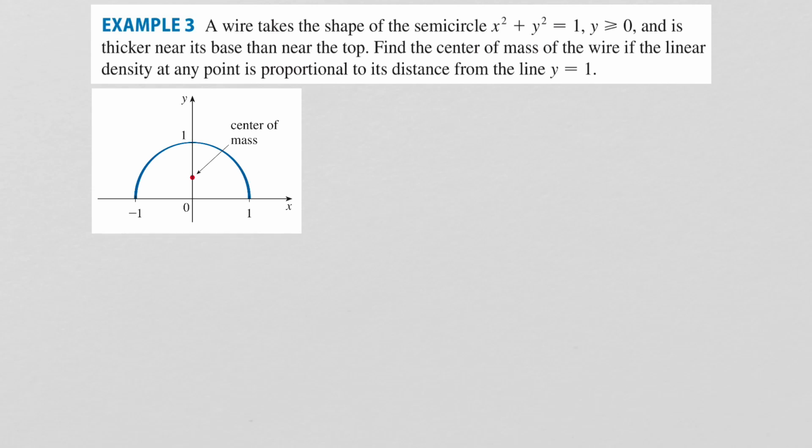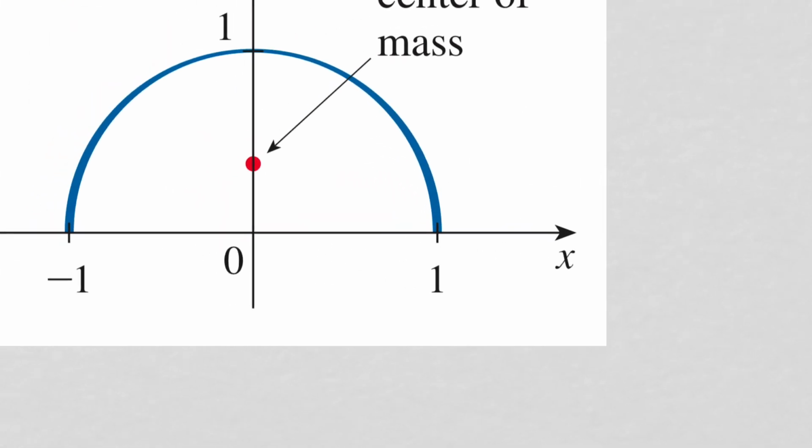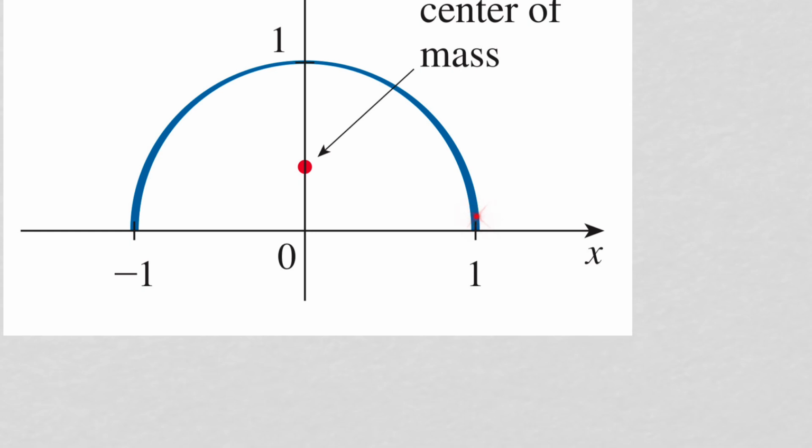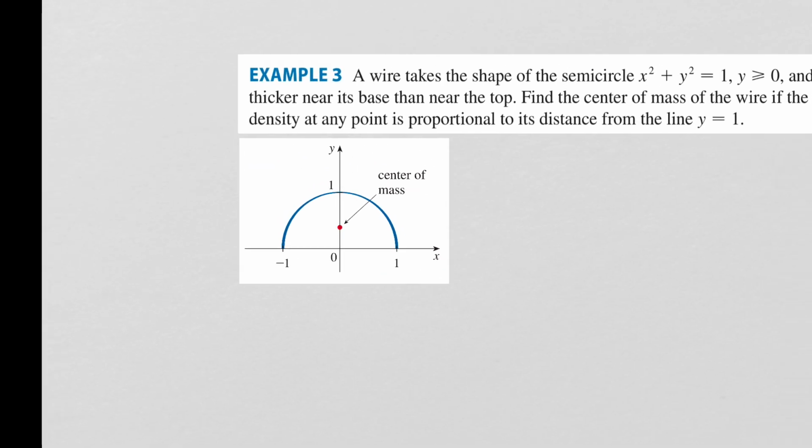So as an application of line integrals, suppose we have a wire that takes the shape of a semicircle, x squared plus y squared equals 1, so very much like in the first example. And let's suppose this wire is thicker near its base than near the top. And you can kind of see that in the drawing. You can see how the wire is thicker down here and thinner up top.